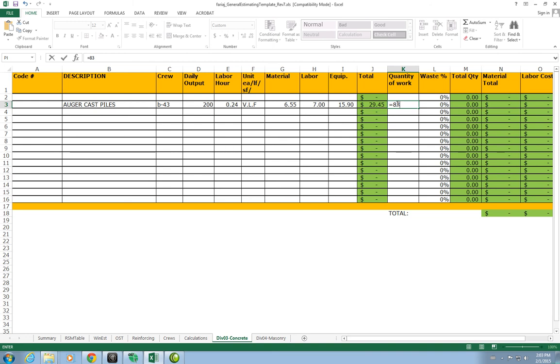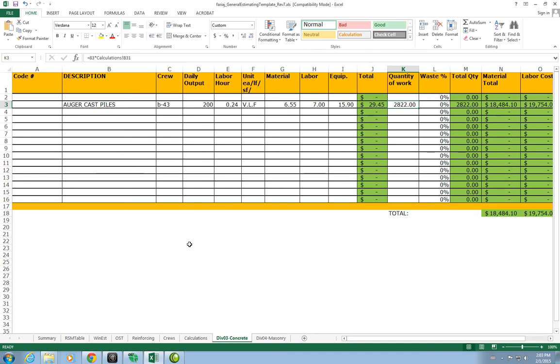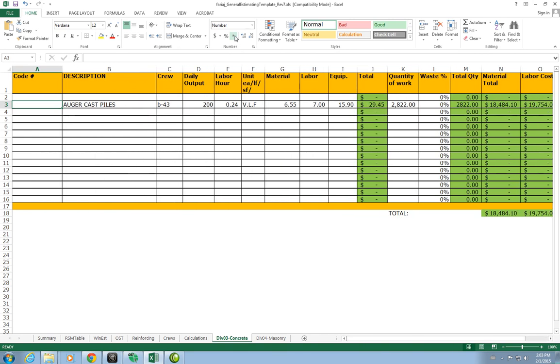That's the number of piles that we measured, multiplied by the depth that we're going to be drilling. So that's 34. So that means that we're going to drill 2,822 vertical linear feet, at a cost of materials 655, labor 7, and equipment 1790. So this gives us a total cost of 83,107.90. So this concludes the estimate for these auger cast piles.